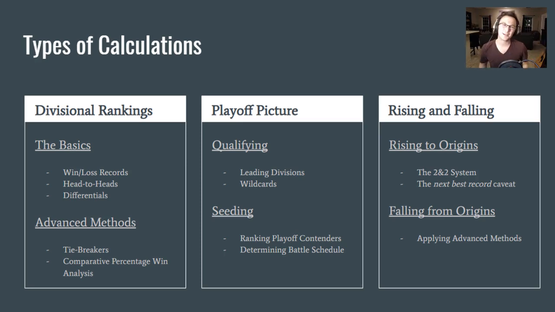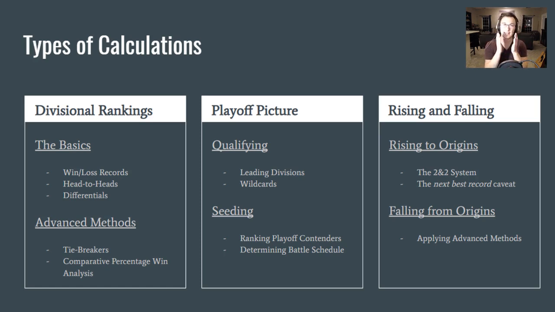So, we're going to talk about three things in this video here. First is the divisional rankings, the basics. Win-loss records, head-to-heads, differentials. The bread and butter of calculations that I think all of us already know, at least in some respects. But there are some caveats. Very important caveats that can only be answered with some advanced methods in arithmetic. Tiebreakers, and the solution to those where there are multiple teams with the same record, meaning 3 or more, which is called the comparative percentage win analysis.